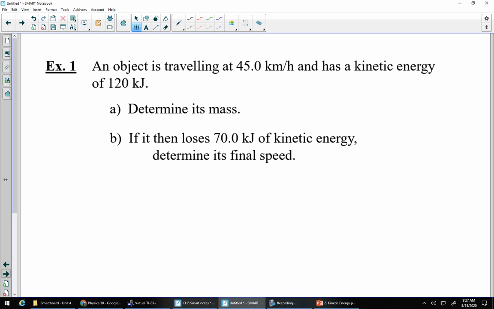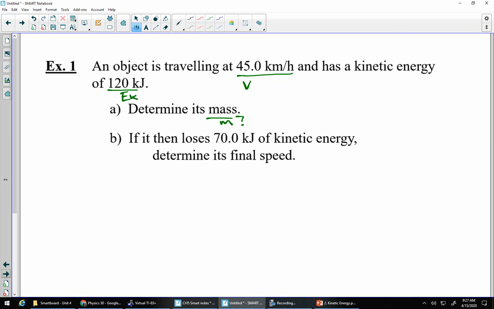Cool, so let's jump into an example already. So we've got an object traveling at 45 kilometers per hour and has a kinetic energy of 120 kilojoules. All right, so let's start to highlight some things here. This is my speed. It's got a kinetic energy of 120 kilojoules, tells me right in the question. First part is determine the mass. So mass is my question mark.